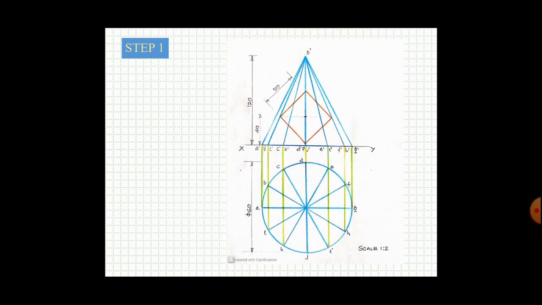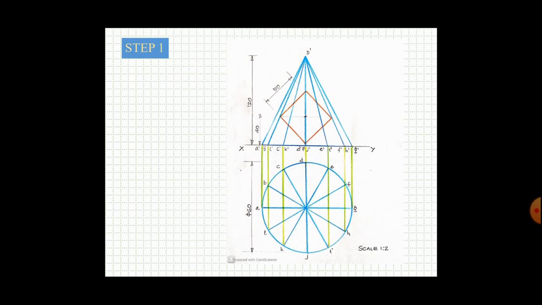Name them as A, B, C, etc. up to L. And in the front view, I draw a triangle and mark it as A dash, B dash, etc. up to L dash, O dash, P dash, and I am marking all the dimensions 120 and ⌀120.